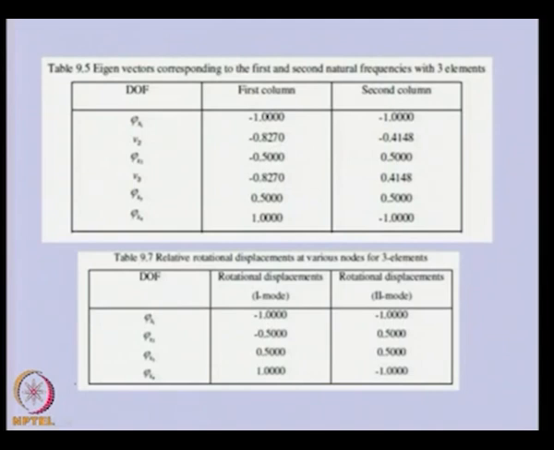And if we want to plot the mode shape corresponding to the slope, then we need to pick up the corresponding terms, you can see this and this and this and this, 4 corresponding to 4 nodes, and we will get the slopes. These correspond to that. They can be drawn separately. This is for the first natural frequency, and this is corresponding to the second natural frequency.